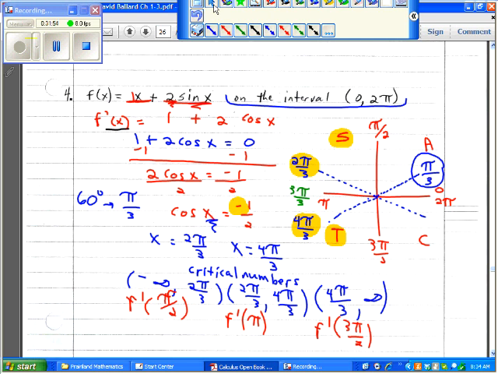My derivative was this, right? I've got to plug back into this. So I'm going to plug in a pi over 2. So we think, well, what's the cosine of pi over 2? 0 or 1? It's 0. Good. So 0 plus 1 is 1.